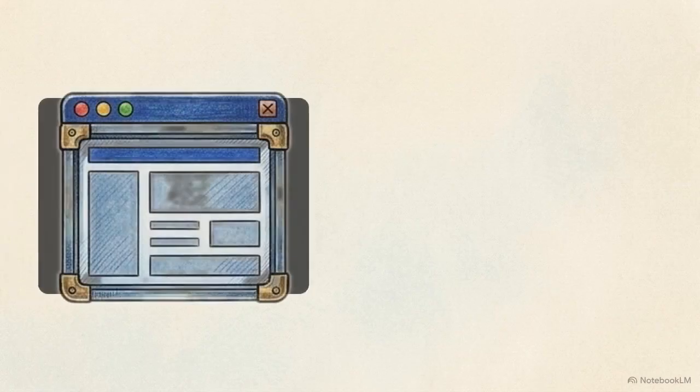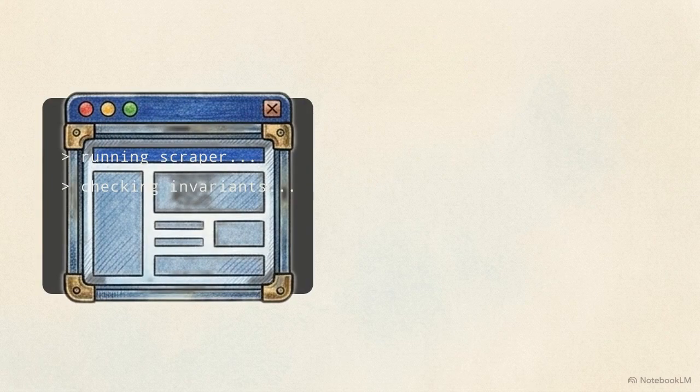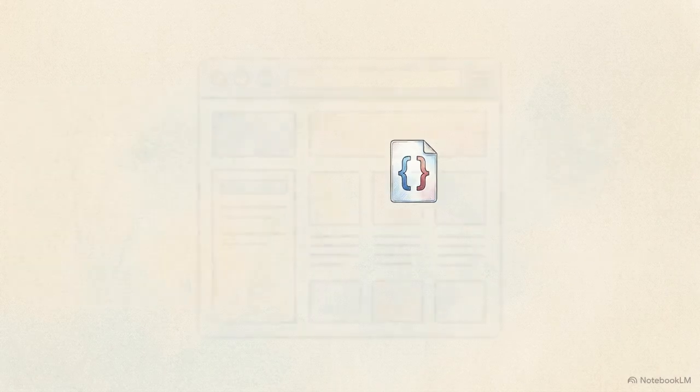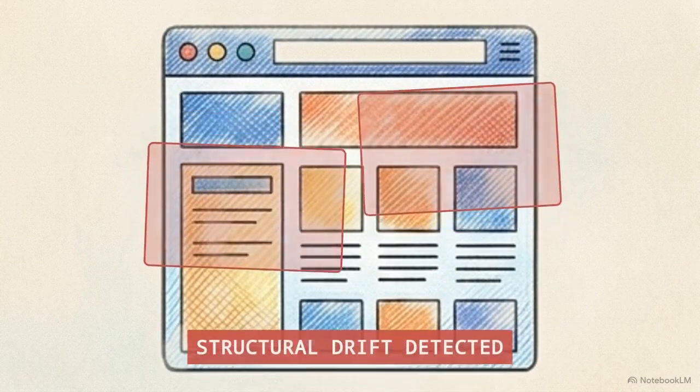This terminal shows how the system alerts programmatic supervisors using strict semantic exit codes, like code 3 for structural drift or code 42 for auth required. Upon a tripped invariant, it generates a forensic bundle. The crucial file is failure_snapshot.html, an exact redacted visual record.